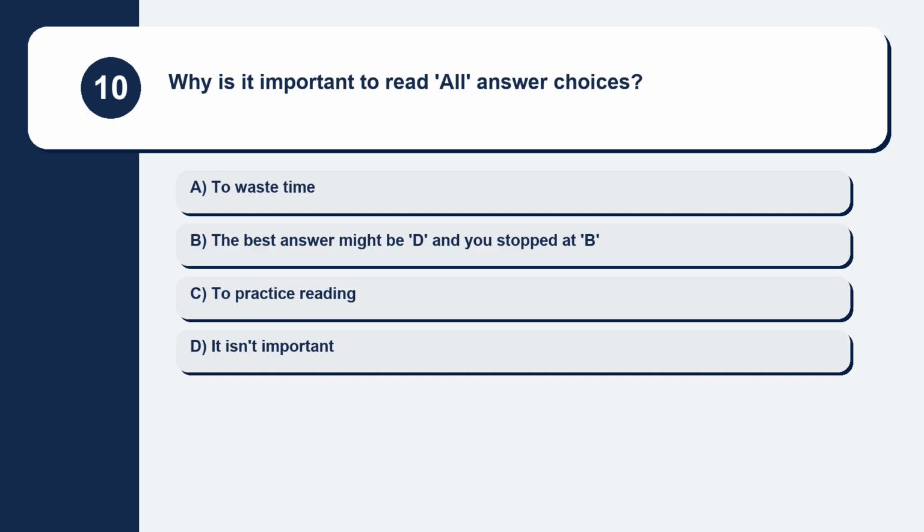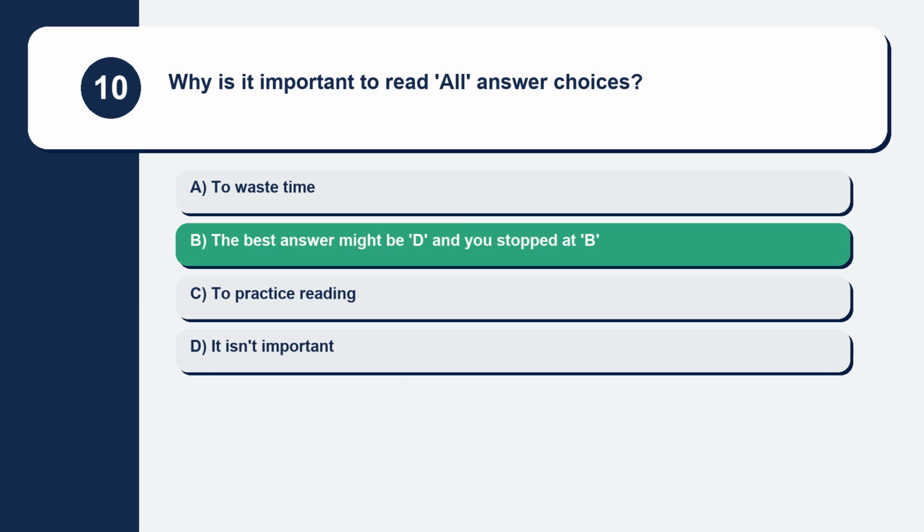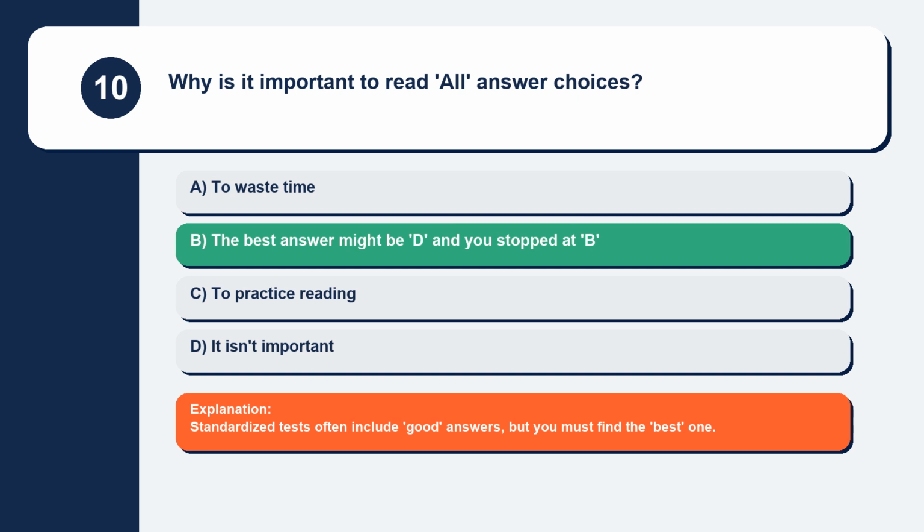Question 10. Why is it important to read all answer choices? To waste time. The best answer might be D and you stopped at B. To practice reading. It isn't important. Standardized tests often include good answers, but you must find the best one.